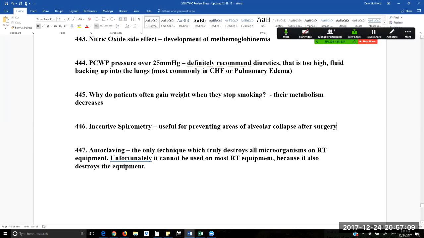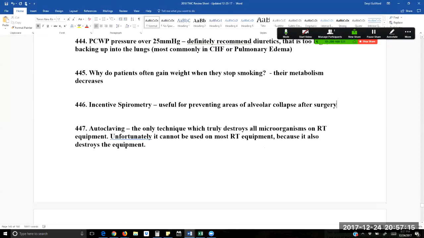Incentive spirometry, useful for preventing areas of alveolar collapse after surgery. You may be called upon to explain this to the patient on the test. It's useful for preventing areas of alveolar collapse after surgery.